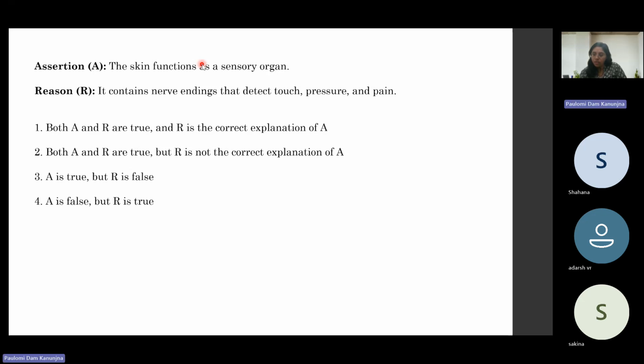Four. One, okay. One and four. Okay, fine. Let me give you the answer for this. It's one. So four means A is false, but A is not false. Would you like to quickly remember the sense organs that you have? Ears, nose, eyes, tongue, and skin. So skin is a sensory organ, and it is sensory because it has these nerve endings that can detect touch, pain, and pressure.